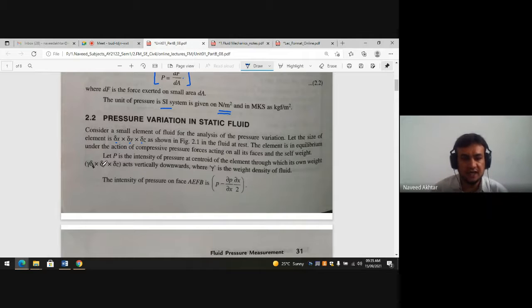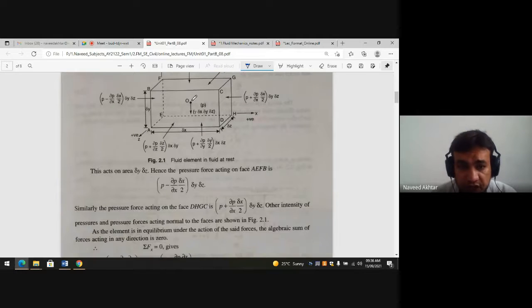Okay. So here, let P be the intensity of pressure at the centroid of the element through which its own weight is acting, its own weight gamma delta x, delta y, and delta z, acting vertically downward, where gamma is the weight density of the fluid. So you will see here that point O is nothing but the self weight at the centroid of the cuboid, and gamma is the weight density, gamma into delta x, delta y, delta z. Okay.